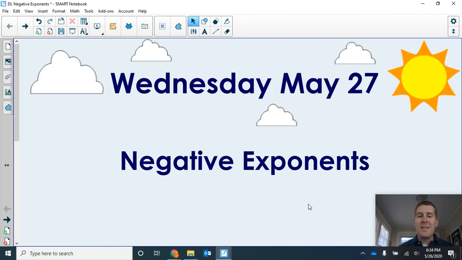So today we're going to move into one of the last things we really have to talk about when it comes to exponents. And that's, what if we have a negative exponent? It's something we've been trying to avoid so far. We want to show you how we approach a situation like this.